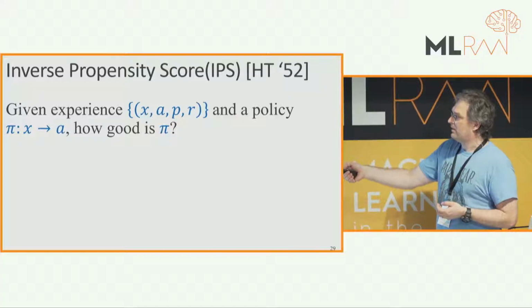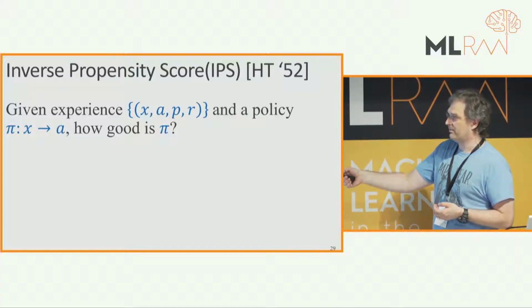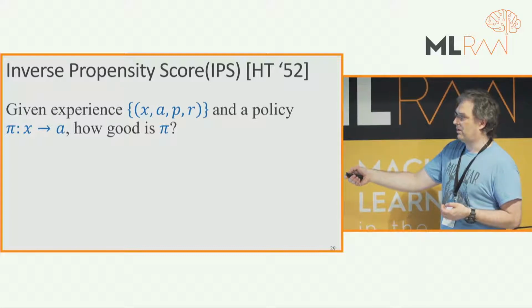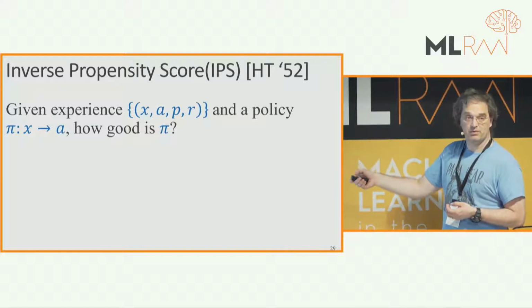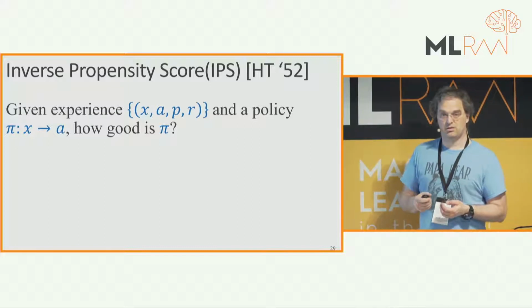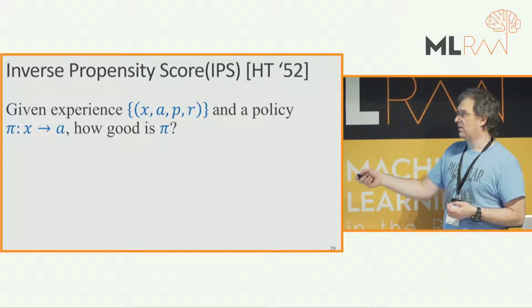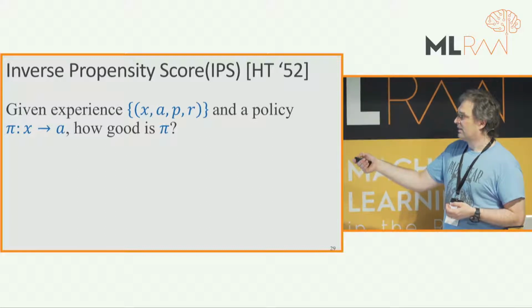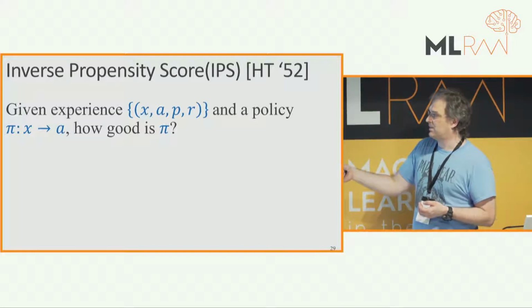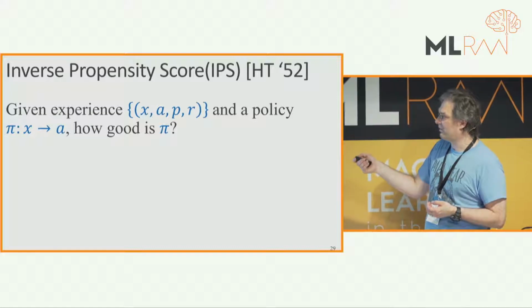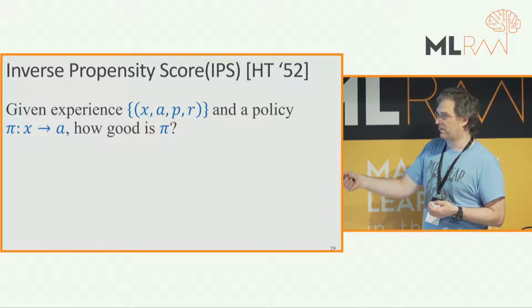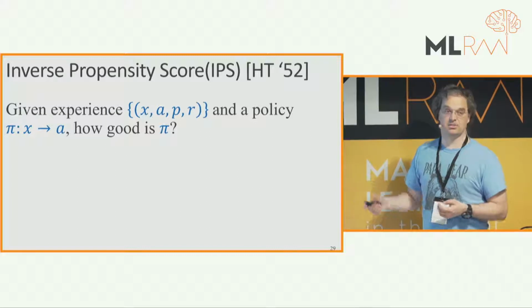Okay, so if we are exploring, then we have these quads of information. We have the features, the observation X, we have the action that we took, we have the probability that we took that action, and then we have the reward that we observed after taking that action. So we have this XAPR quad. And then, okay, so we have this experience. We have a policy, pi, which maps the features to the action. And the question is, how good is the policy pi?